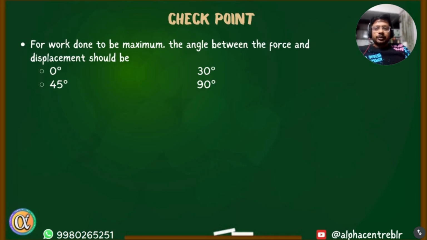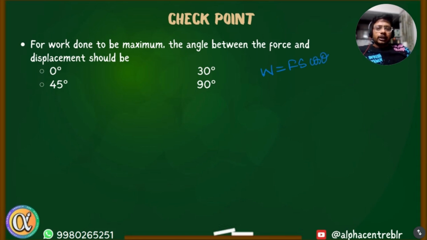First question for you: for work done to be maximum, the angle between force and displacement should be what? For maximum work, what is the angle between force and displacement? The answer is 0 degree. When the angle is 0, cos theta is 1. Work formula is F into S into cos theta.